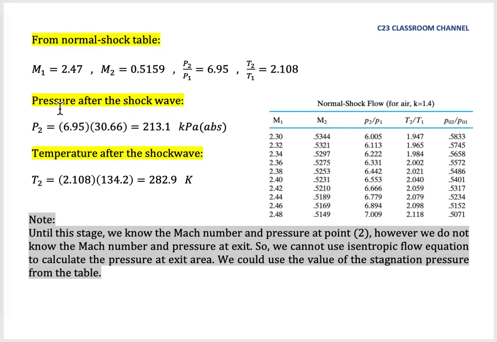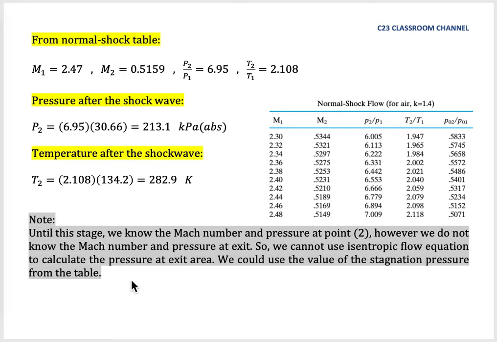We could calculate the pressure after the shock wave by using this ratio, and we get P2 equal to 213.1 kilopascal absolute, and the temperature after the shock wave by using the ratio here, and T2 is equal to 282.9 Kelvin.